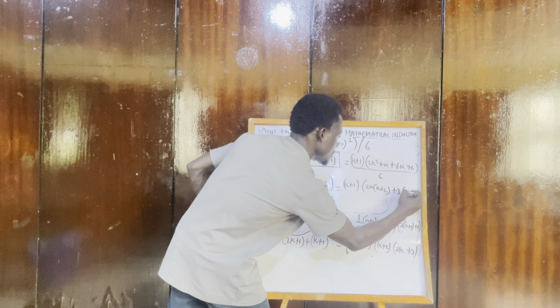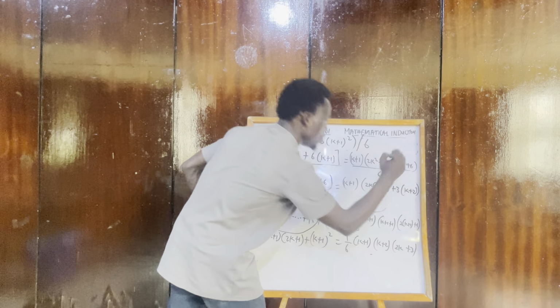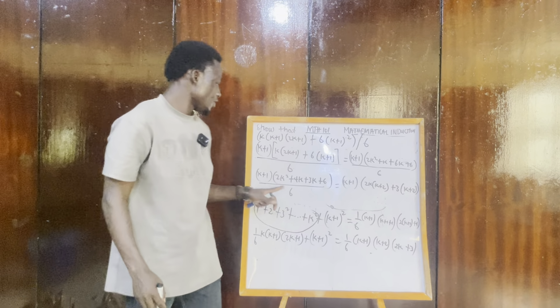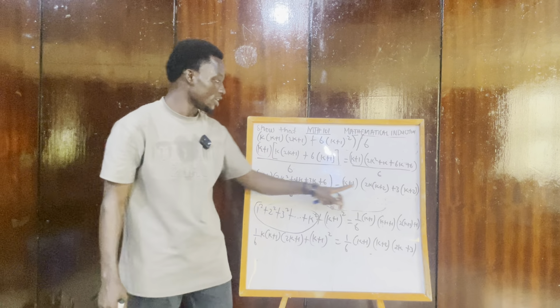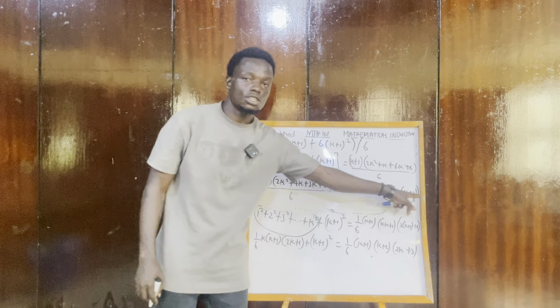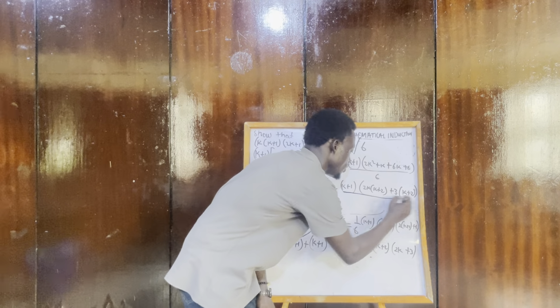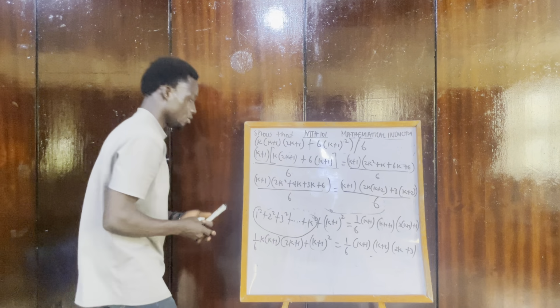Plus 3 into (k plus 2). So here now, 2k times k, you have your 2k squared. 2k times 2, you have your 4k. 3 times k, you have your 3k. 3 times 2, you have your 6. Divided by 6. We are almost done.